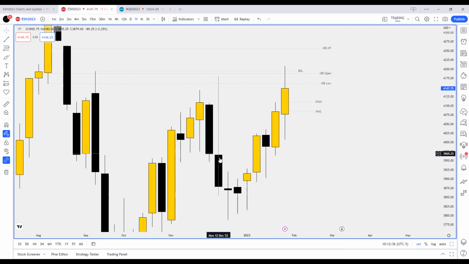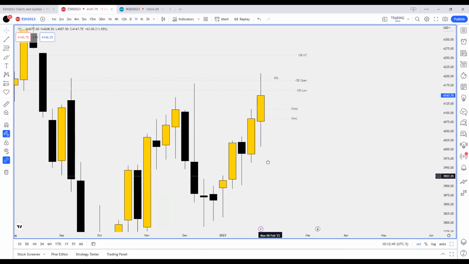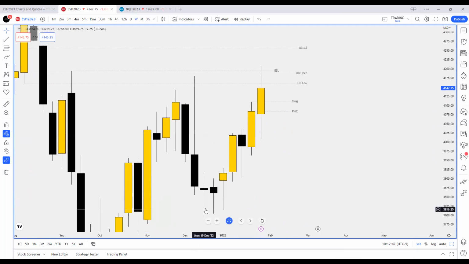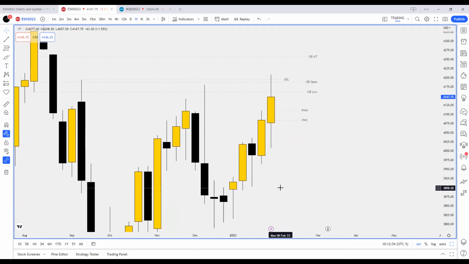The daily is a little bit better in my opinion. So I'm going to go ahead and drag that other third level from the daily. Also, another thing to note, it has been 1, 2, 3, 4, 5, 6, 7 weeks since we have taken out a weekly low. Not a single weekly low has been taken out.